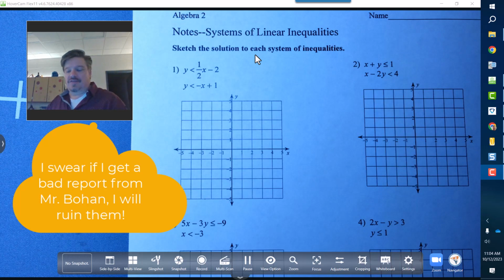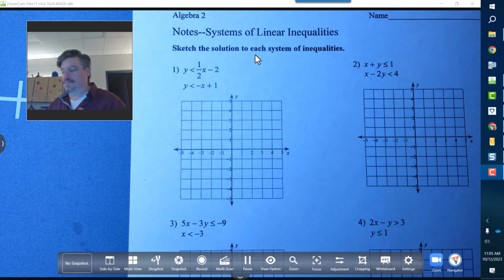Grab these notes from yesterday. We didn't get to them because we were working on elimination and substitution in mixed bag. Those were solving linear systems. Now what we're doing is we're solving linear inequalities. And linear inequalities have a different vibe to them, all right?